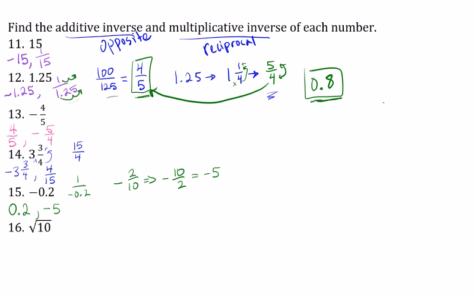All right, number 16. This one's a little different because we have a radical here. But the additive inverse is no big deal. We just change the sign. So it's a positive root 10, so all I have to do is make it a negative root 10. It's the opposite, right? Now, the reciprocal would be 1 over root 10. Okay, and we're going to talk about how to simplify that later on when we deal with radicals. But there's a way to rationalize the denominator, and maybe you've seen that before. But we're going to leave it like this for now, okay? So just 1 over root 10.